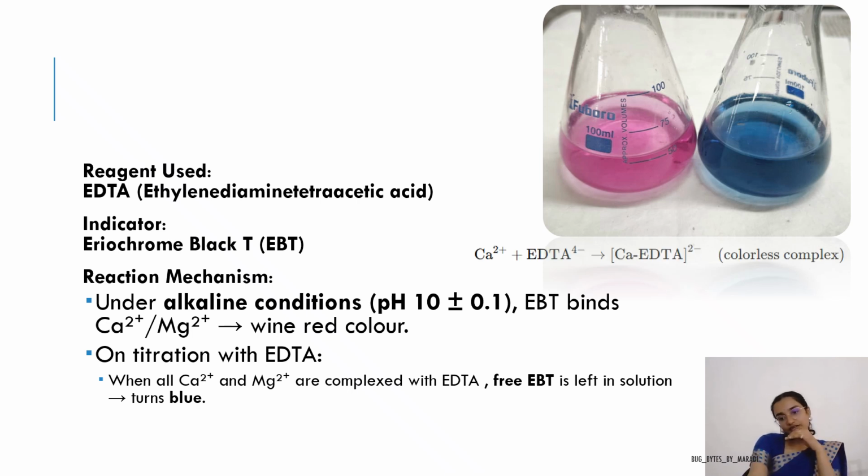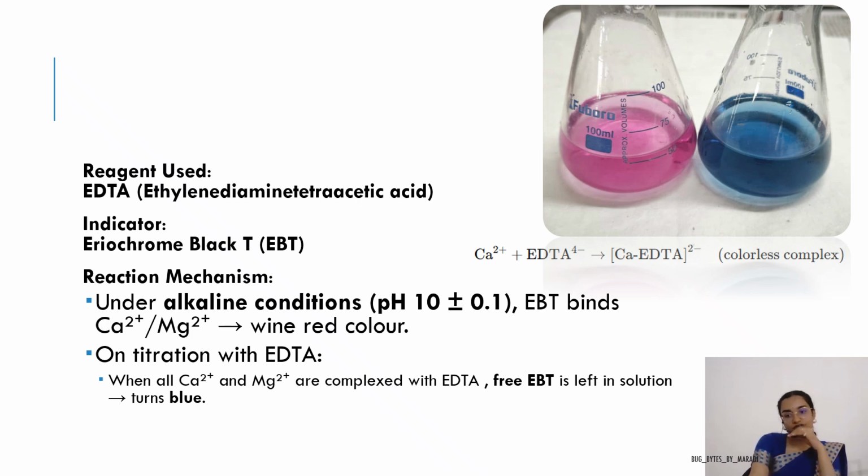So what is the role of EDTA then? EDTA is a hexadentate ligand with six donor atoms, which can tightly bind with metal ions like calcium as well as magnesium. So EDTA forms stable, colorless complexes with these metals.